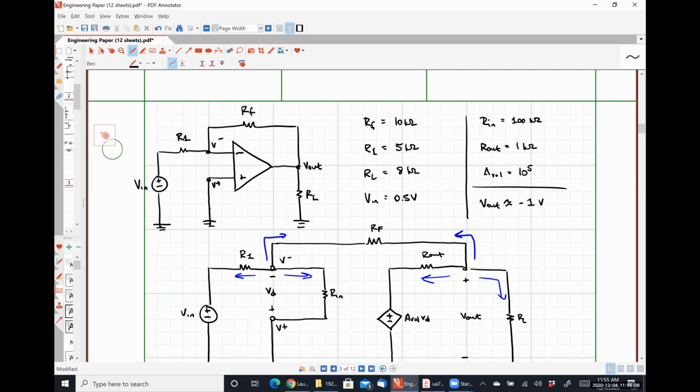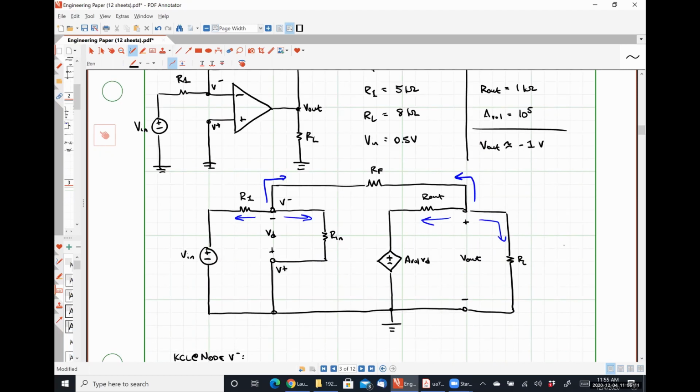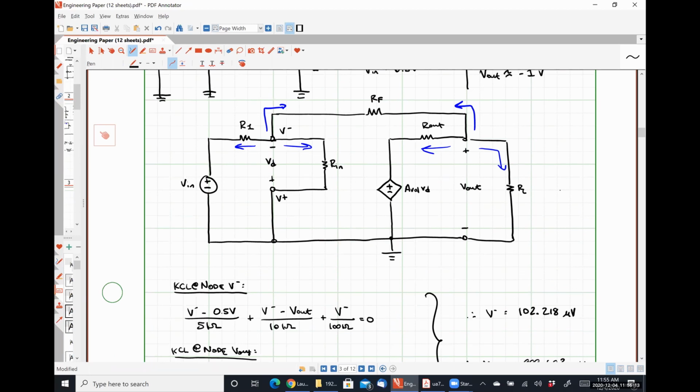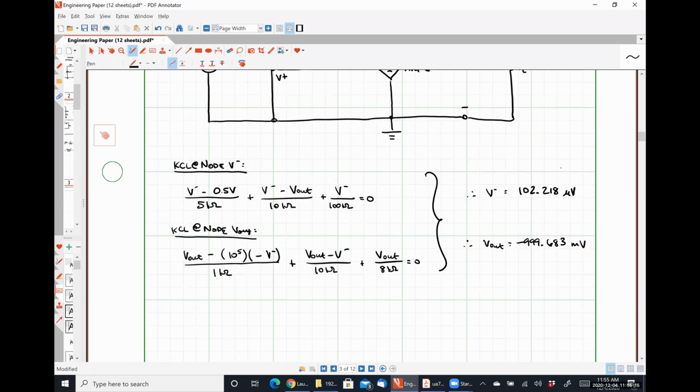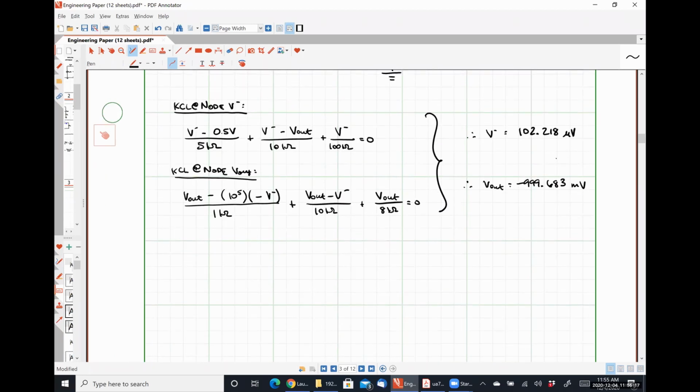But if we did a different circuit, the practical op-amp model and the ideal op-amp model would vary extremely differently, okay?